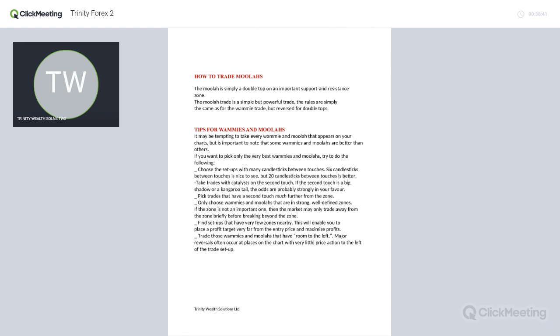So we are saying on that second touch, if there is another catalyst like a kangaroo tail or a big shadow, now it gives us more confidence that this market is likely to play out in our favor, all right? So pick trades that have a second touch much further from the zone. That means either a low which is higher than the previous low or a high which is lower than the previous high, much further from the zone.